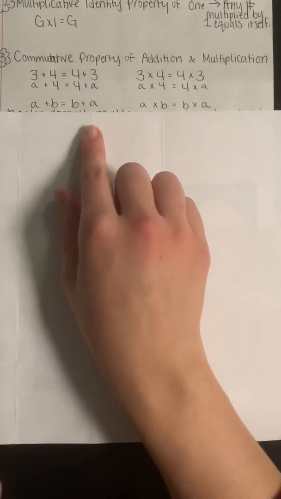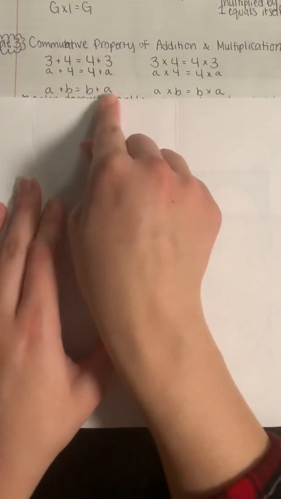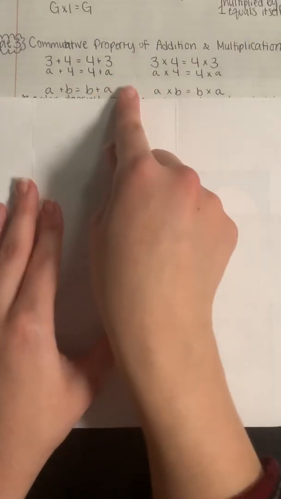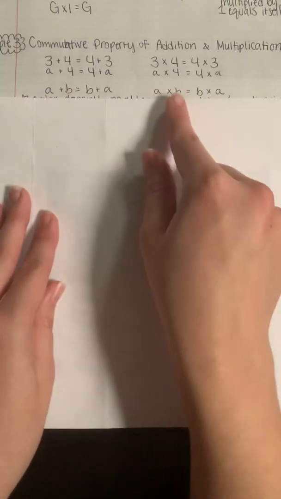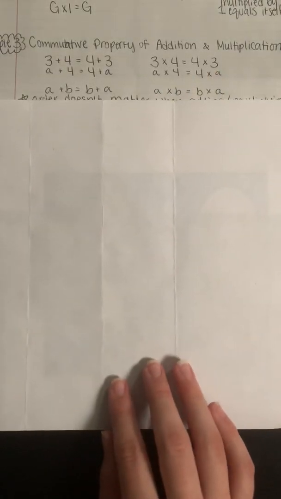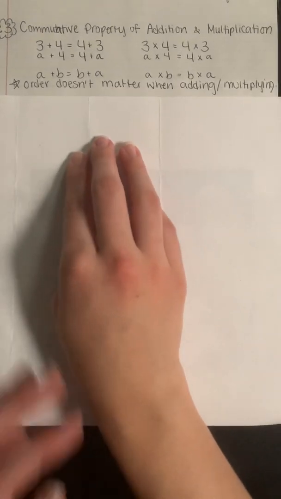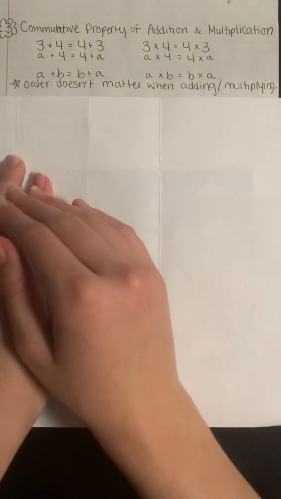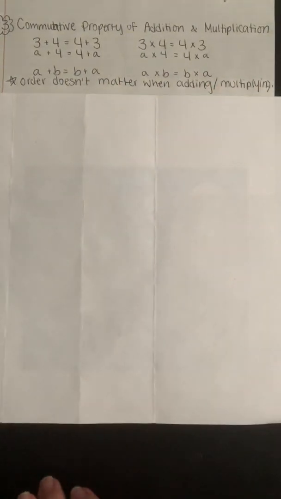We could even replace both numbers with letters now. So I have A and B, and it's still true. And now this means we could use any numbers for A and B as long as we plugged in the same number for A on each side, and the same number for B on each side. So what this property, the commutative property of addition and multiplication, tells us is that the order doesn't matter when you're adding or when you're multiplying.